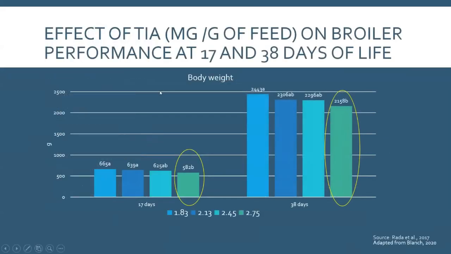So this is the effect of high trypsin inhibitor activity on broiler performance at 17 and 38 days. We can see here that as we go higher with the trypsin inhibitor content of the feed, the tendency for the body weight is to be negatively affected. You can see the reduction in body weight at higher levels of trypsin inhibitor in the feed.